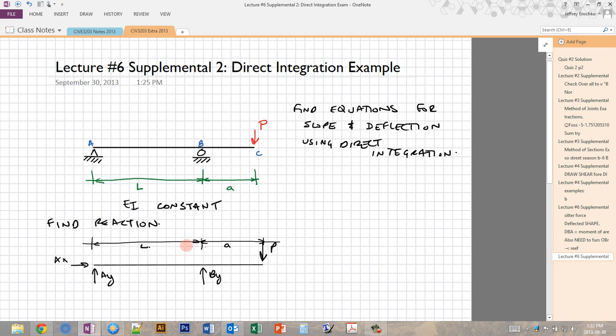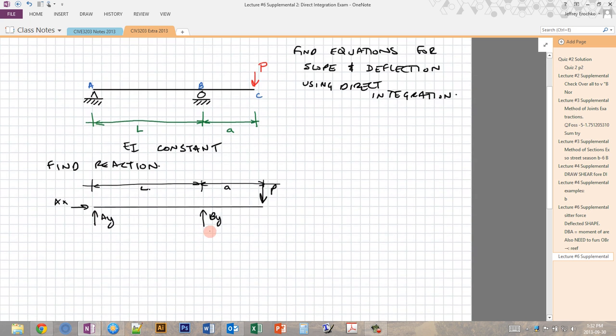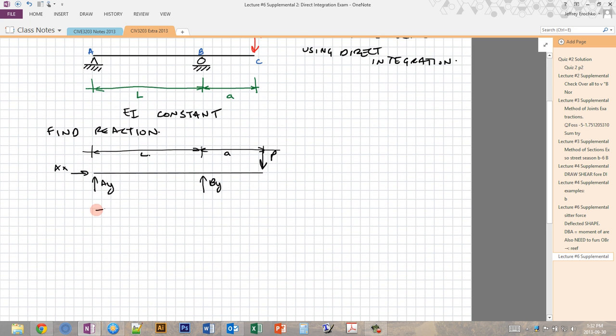I mean, it's just right above there. So I don't know why they're really redrawing it. But anyway, so start with sum of moments, as usual. Should be quite practiced at this kind of problem.